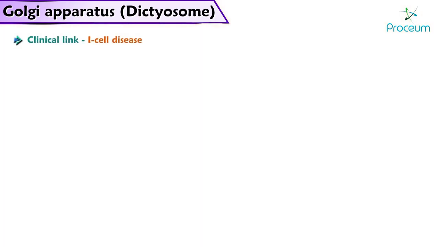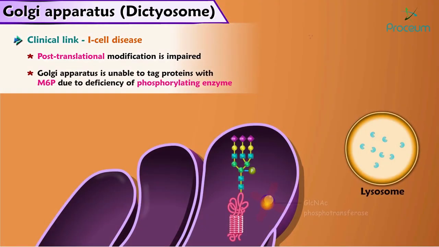Now we will talk about its clinical link. The first major clinical link is I-cell disease. In I-cell disease, the process of post-translational modification is impaired. The Golgi apparatus is unable to tag proteins with M6P because of a deficiency of a phosphorylating enzyme.